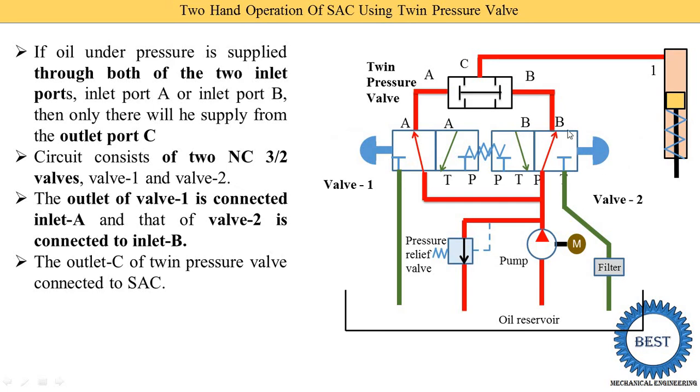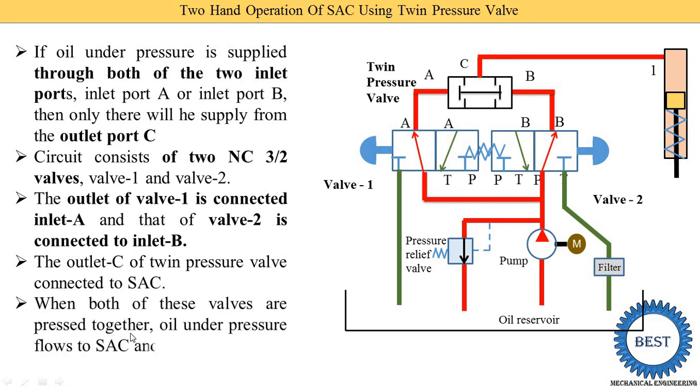Now when the operator presses both switches, both directional control valves come to the second position. In the second position, what happens? When both of these valves are pressed together by the operator, oil under pressure flows to the single acting cylinder, and the single acting cylinder extends.